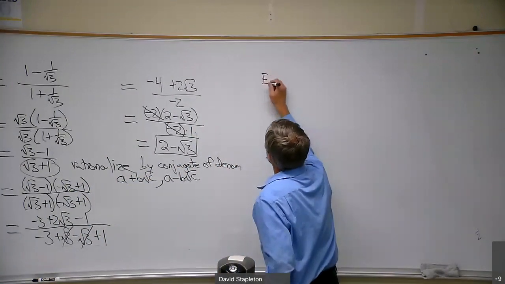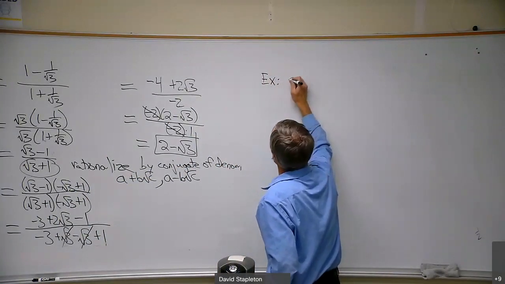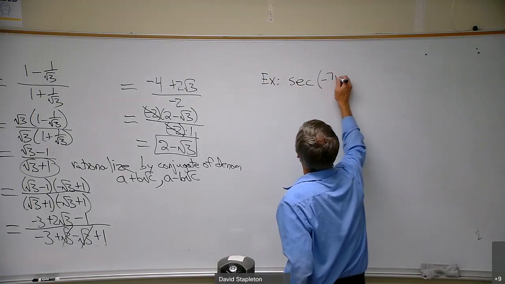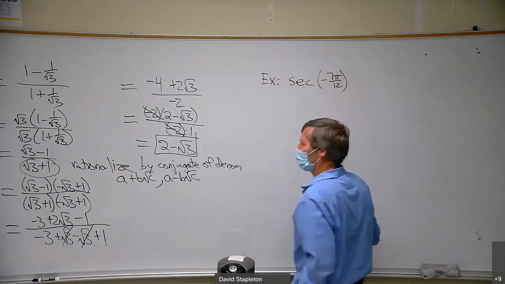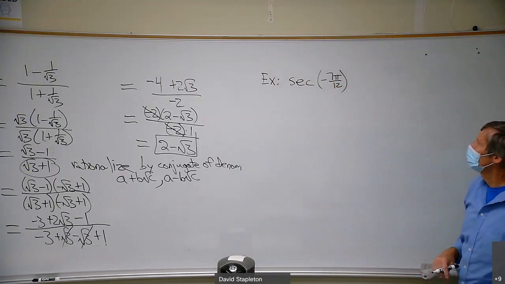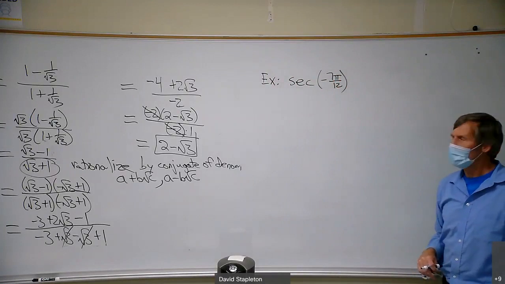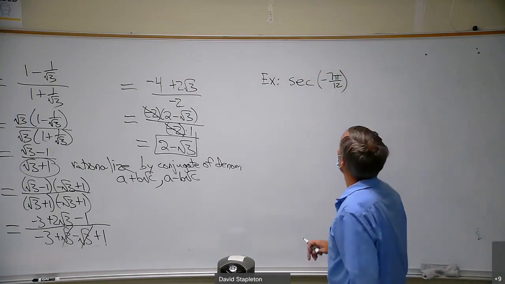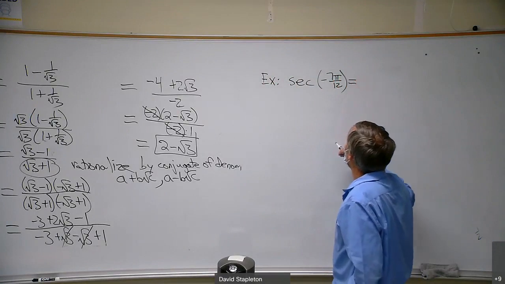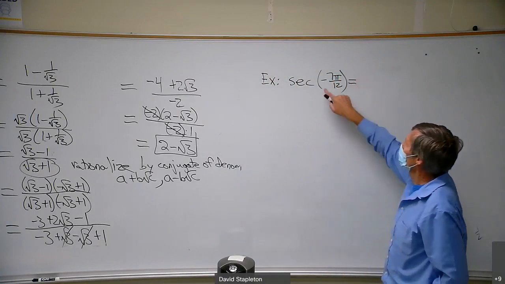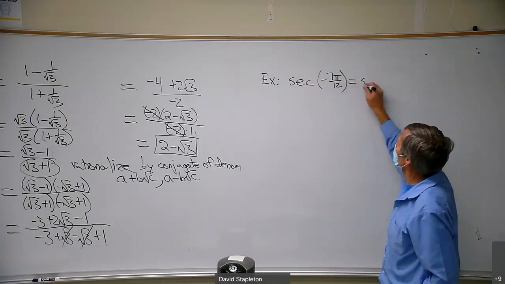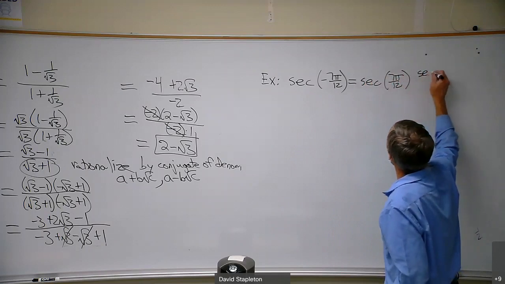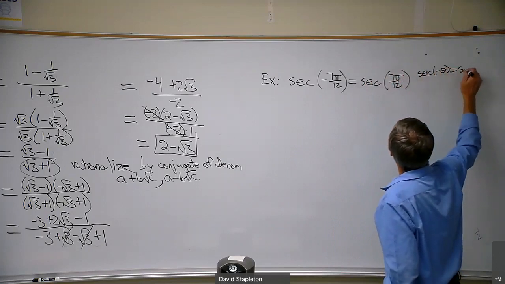How about this one? Because I wanted to evaluate the secant of minus 7 pi over 12. How about that? What's a good thing to do first on that? Yeah, get rid of the negative. Secant is even, so it just goes away. I can just as well write that as secant of plus 7 pi over 12. That's easy, right? So because secant of minus theta is secant of theta, the even property.